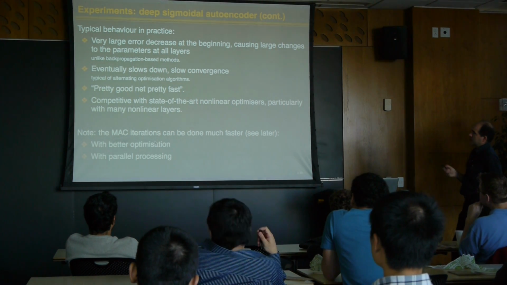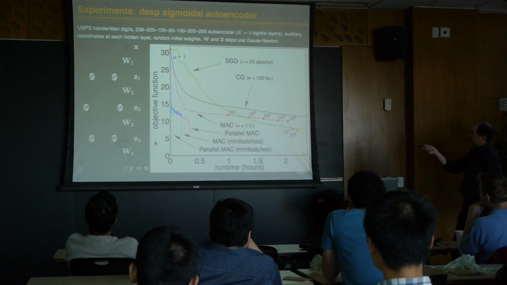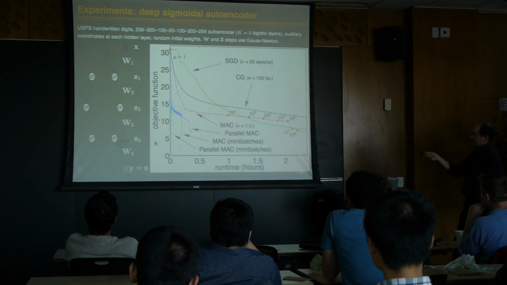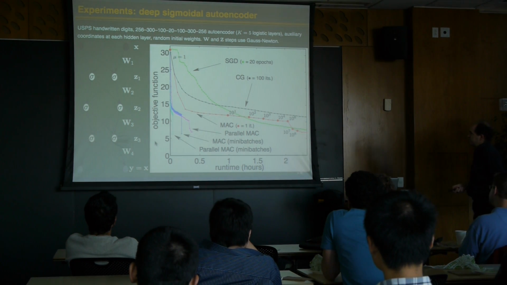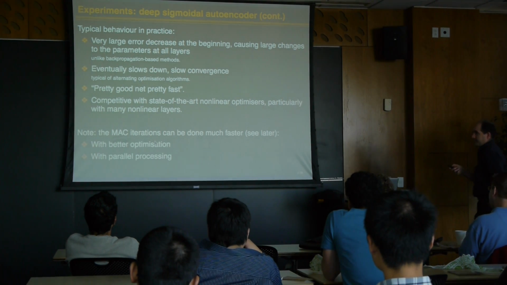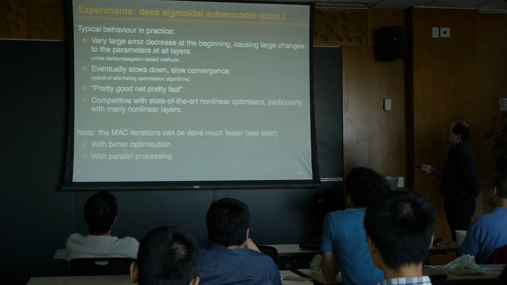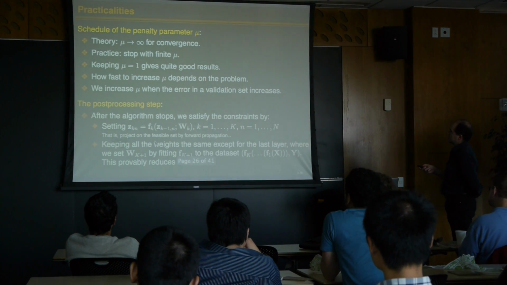So as I said, one thing that we observed in general is that even for mu equals 1, you can get a pretty good net in just a few iterations. And then you have to increase the penalty parameter to achieve eventually convergence. Okay. I only have 5 minutes left, so I'm going to hurry up with a few important things now.